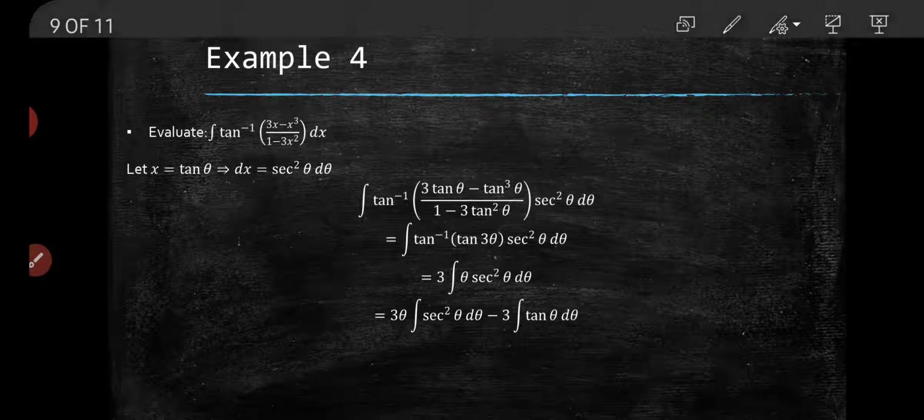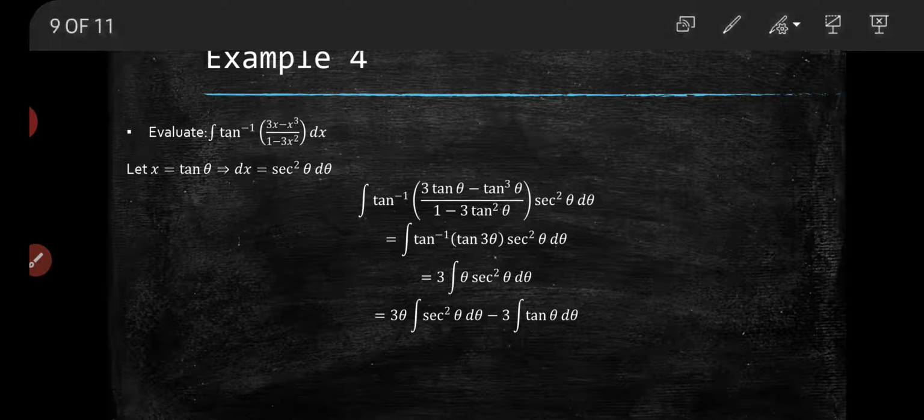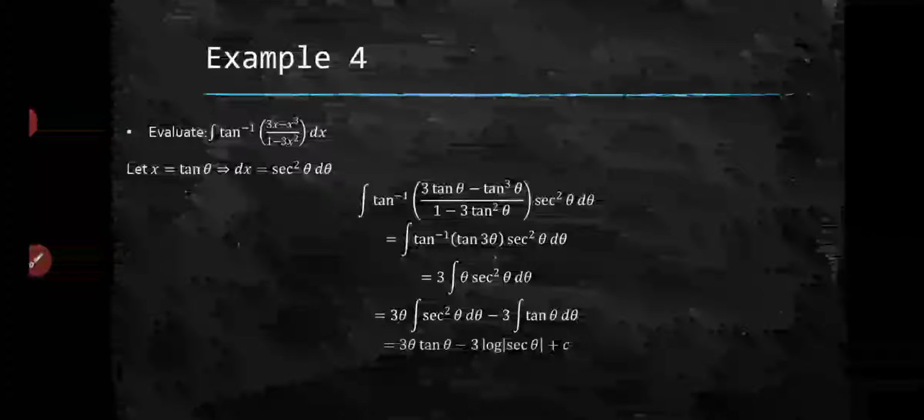So therefore in the next step you get integration of sec square theta as tan theta, so 3 tan theta, and integration of tan theta is log of sec theta, so 3 into log of mod of sec theta plus c. Now it's time, let us put back the values. So if tan theta is x, theta is tan inverse x, and log of sec theta.